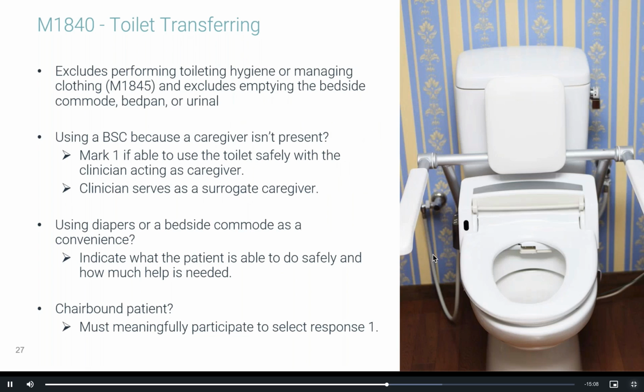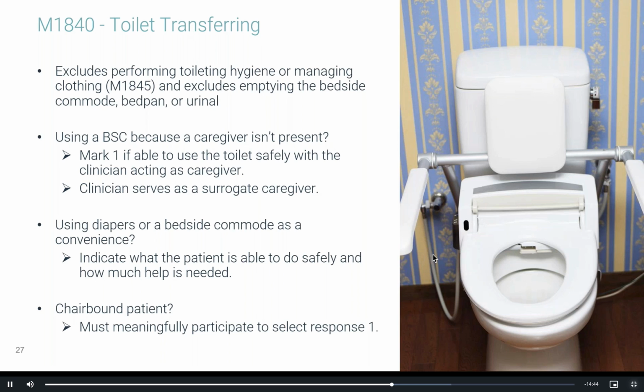So as I look at 1840, I want to be sure I don't include things that don't belong there, like the toileting hygiene. We'll leave that for M1845, and managing clothing, also M1845. And if they are using a bedside commode or a bedpan or a urinal, I don't want to think about their ability to empty that, because that's not part of what CMS wants us to assess in M1840.